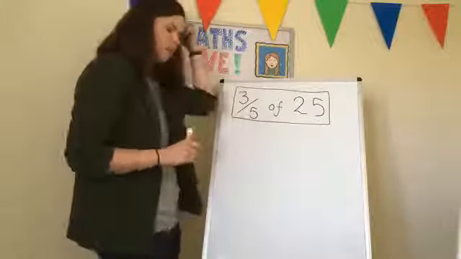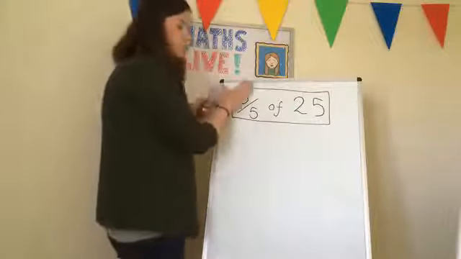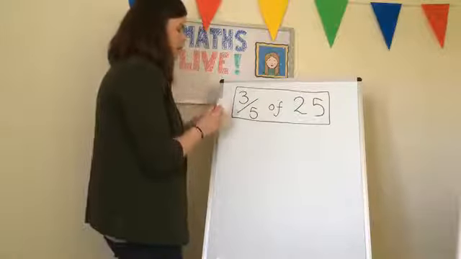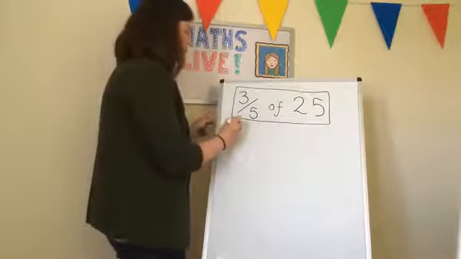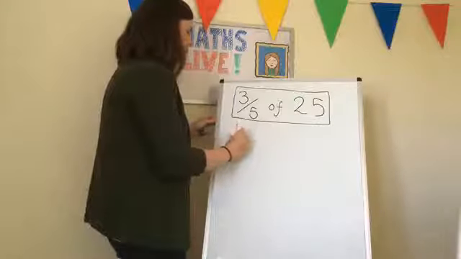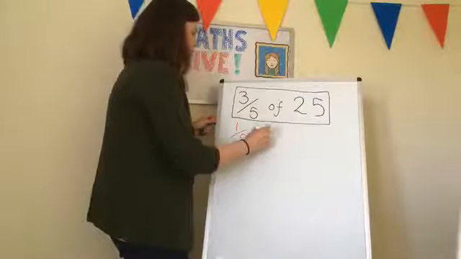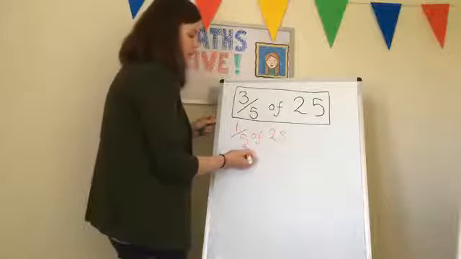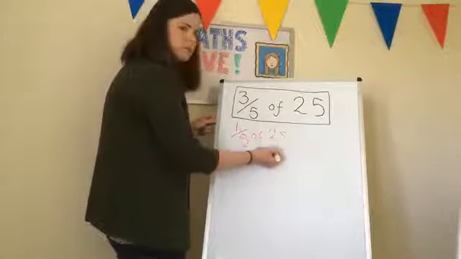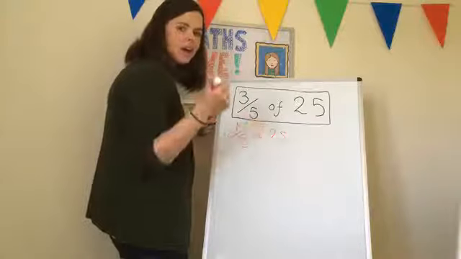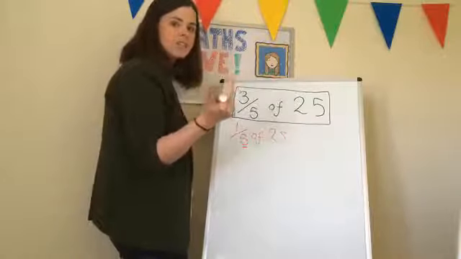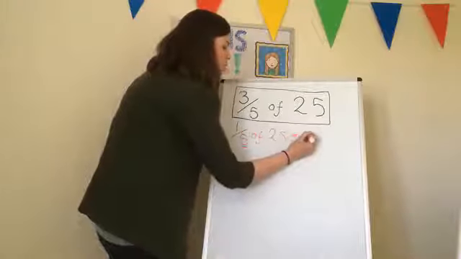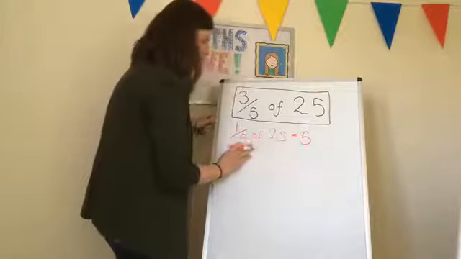3/5 of 25. Actually, you ignore the 3 when you start. So rather than doing 3/5 of 25, first we're going to find 1/5 of 25. So then you look at the 5, think, right, 5 times tables. How many 5s make 25? 5, 10, 15, 20, 25. So 1/5 of 25 is 5.